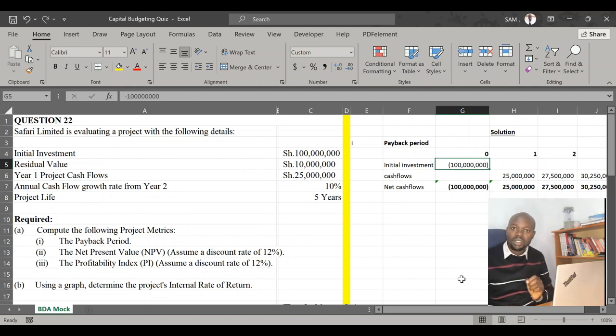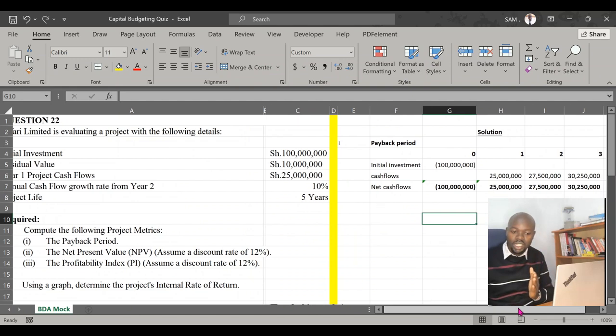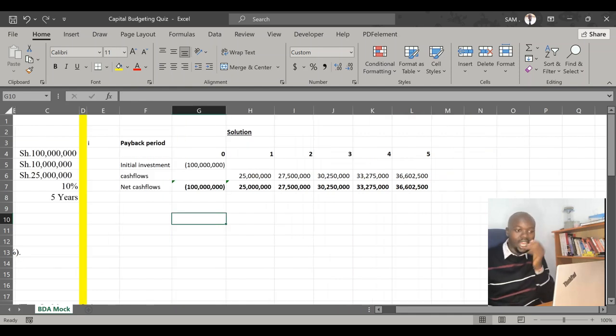So how long will it take this investor, Safari Limited, to get back their 100 million before they start earning profits? We will get the cumulative cash flows, what we are getting in year 1, year 2, successively to year 5, and see at what point we are going to get back our 100 million before we start making profits. You get that? That is the essence of this project evaluation technique.